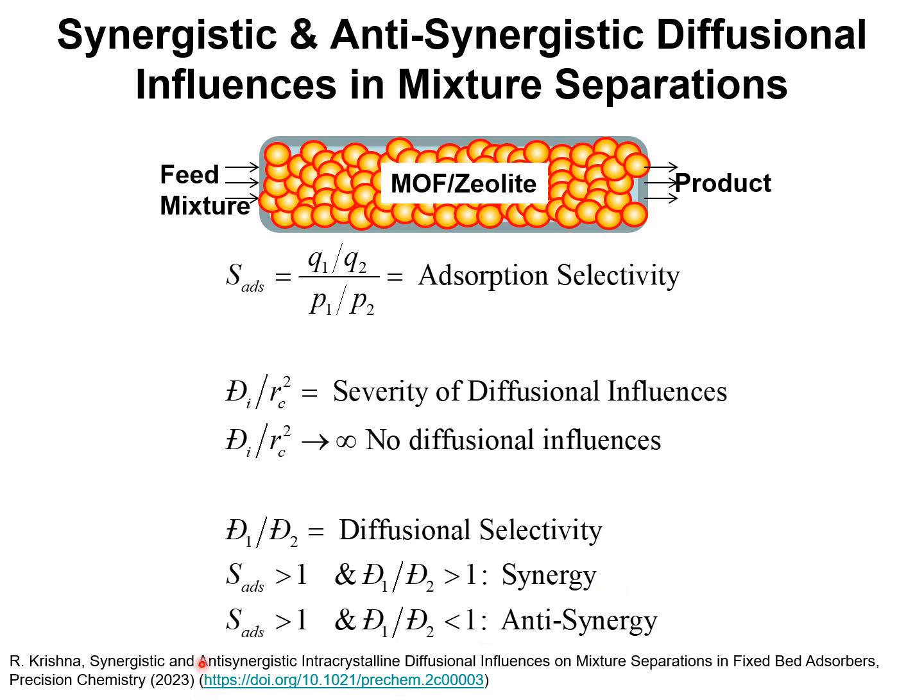Another scenario is one in which the adsorption selectivity is greater than unity, but the diffusion selectivity is significantly lower than unity, and this diffusion selectivity serves to override the adsorption selectivity, and we have antisynergy.